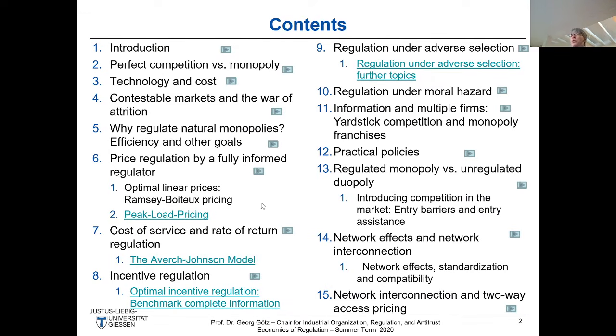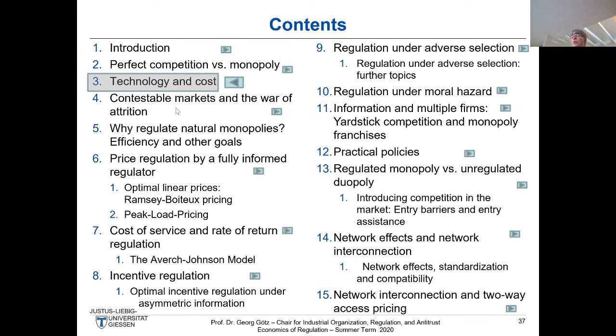Last week I started with the introduction and gave an overview and a refresher of perfect competition and monopoly. These are the benchmark structures we always look into once we discuss our industries, our network industries. And what I did then was start giving you an overview of the important concepts of technology and cost. I gave you this overview of the production function and how to derive from the production function the cost function, and what that means then for profit maximizing behavior.